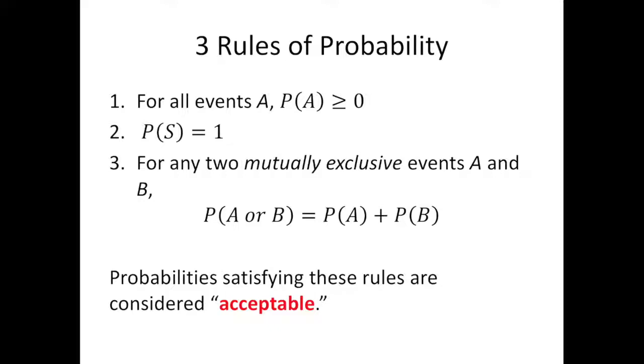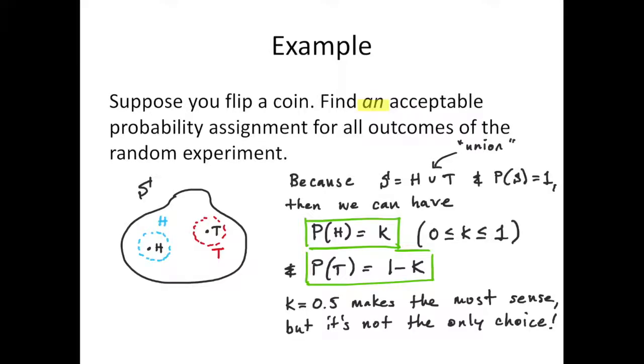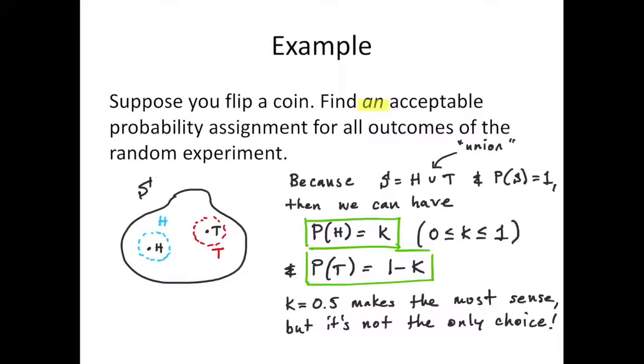All right, so we'll say find some acceptable assignments of probabilities. That means we want to assign probabilities consistent with our rules. So for example here, suppose you flip a coin. Find an acceptable probability assignment for all outcomes of the random experiment. Whenever I'm assigning probabilities, even if I don't explicitly state it, I should always be thinking in the back of my mind, what is the sample space? Then what are the events, the possible observations I want to make? And only after I've thought about that do I start to assign probabilities.